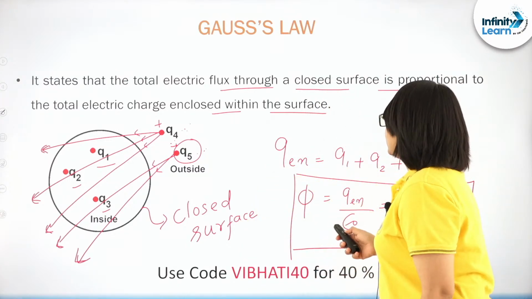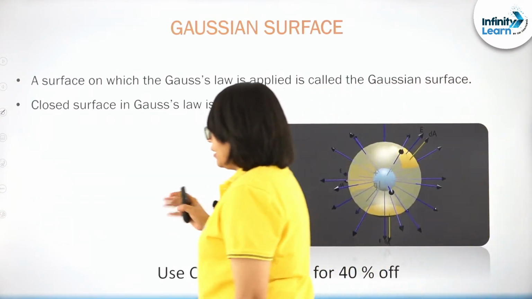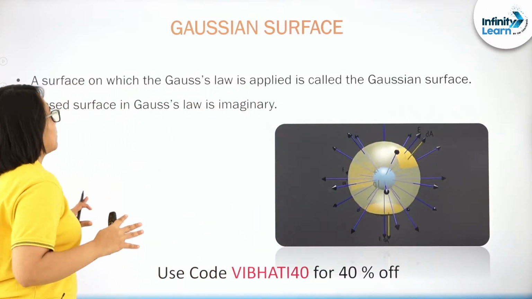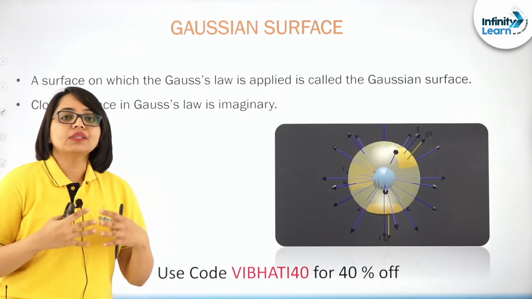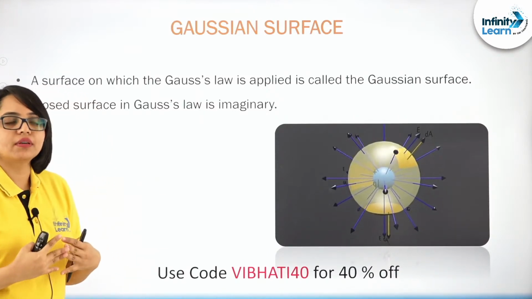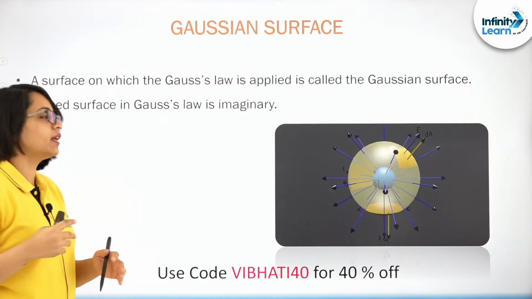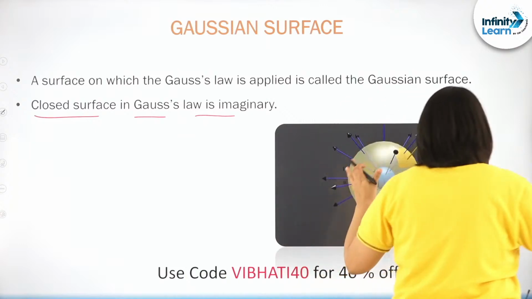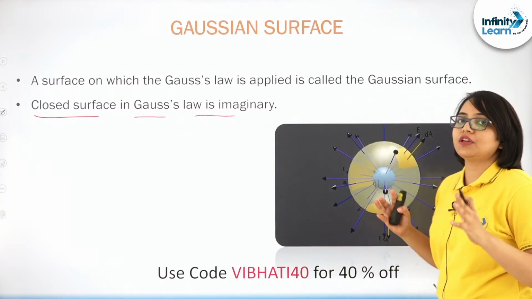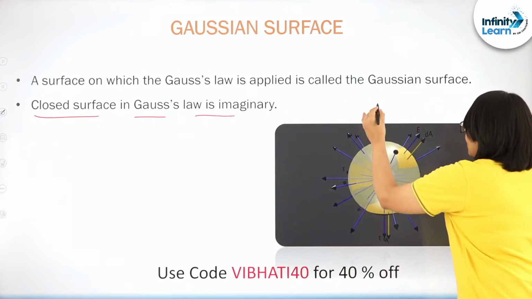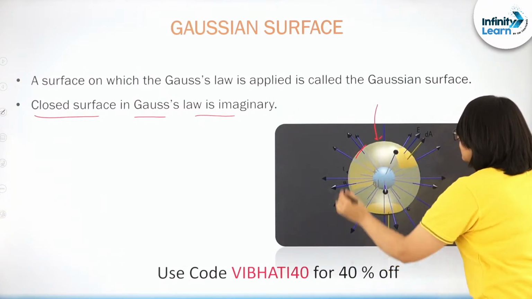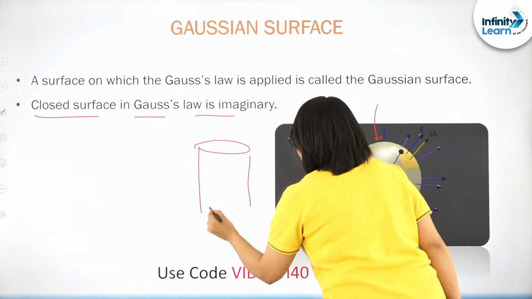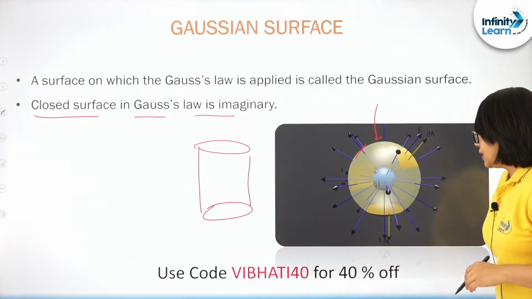All right, now we will use this term very frequently, that is the Gaussian surface. The closed surface where Gauss's law is applied is known as the Gaussian surface. The Gaussian surface is an imaginary surface. It is not that it actually exists, or that it is made of some material, right? It is your imaginary surface. Over here the spherical surface is the Gaussian surface. You can also assume a cylindrical surface as a Gaussian surface. I hope this is clear.